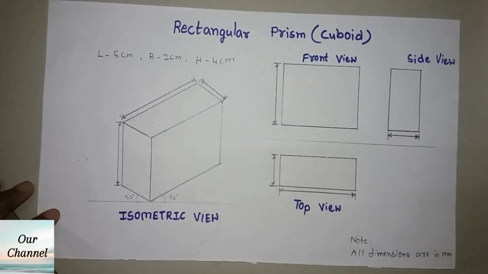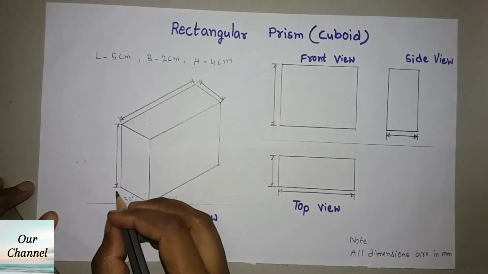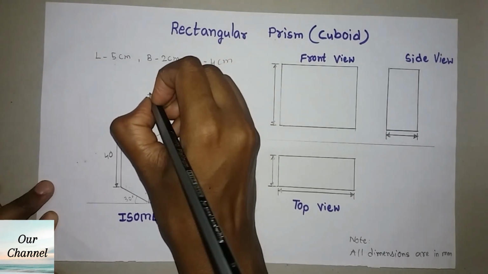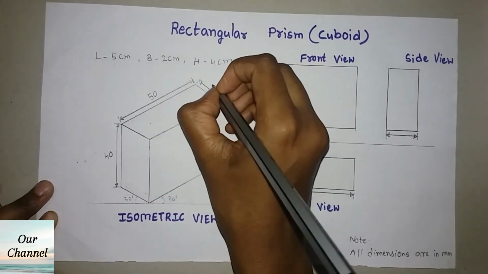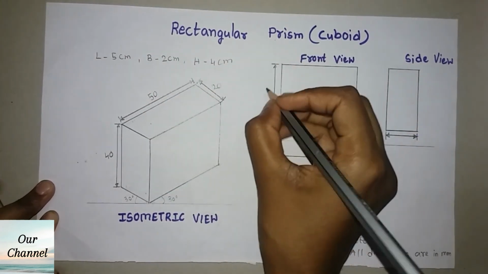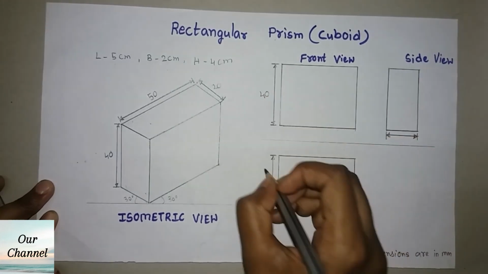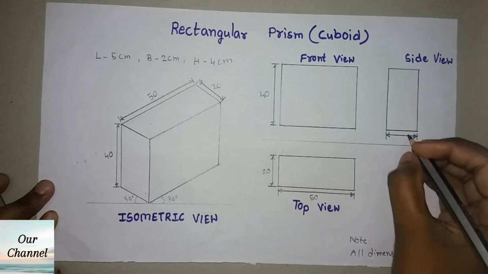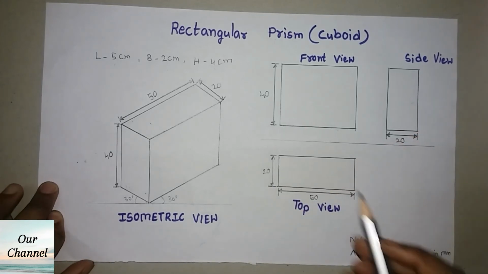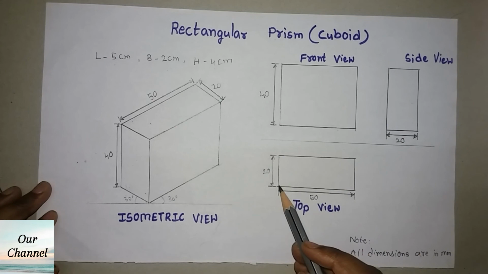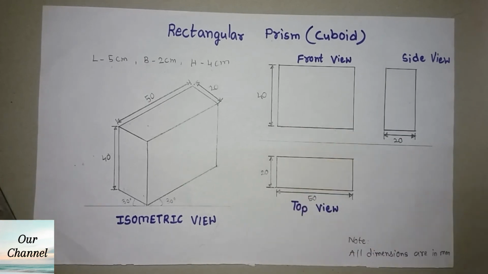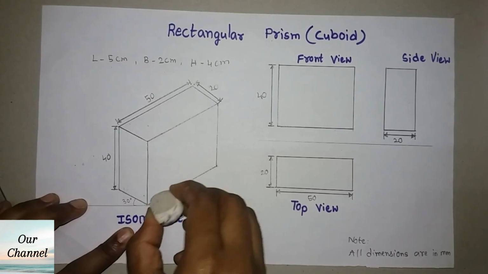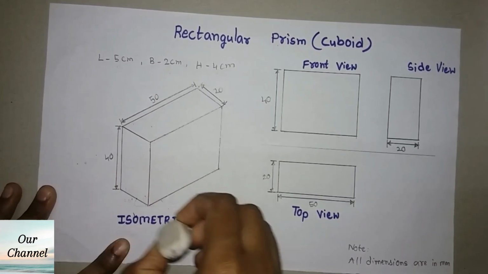So in mm we are mentioning, height is 4 centimeters, that is 40 mm, the length is 50 mm, breadth is 20. Here the height is 40, breadth 20, length is 50, here breadth 20. So this side will be the same as this side, and this length is the same as this length. And later you can remove this 30 degrees also, as it is not necessary.